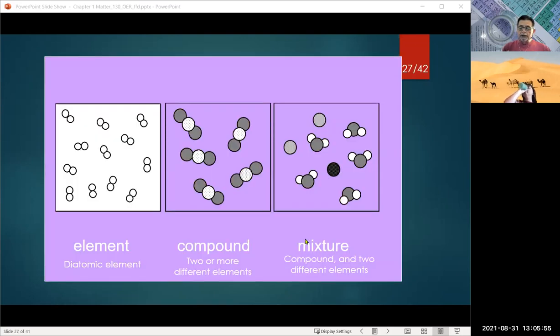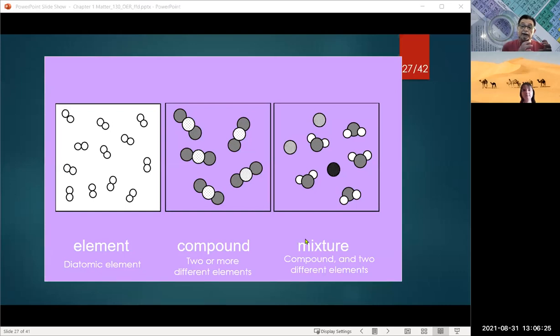Now, how do we depict? Again, we're using diagrams to depict things. And on the far left, you can see that we have what represents an element, specifically a diatomic element. Remember, diatomic elements are those elements, there's only 7 of them, we'll get to those in a bit, that do not exist by themselves. They exist with another element. Hydrogen, for example, does not exist by itself here on Earth.